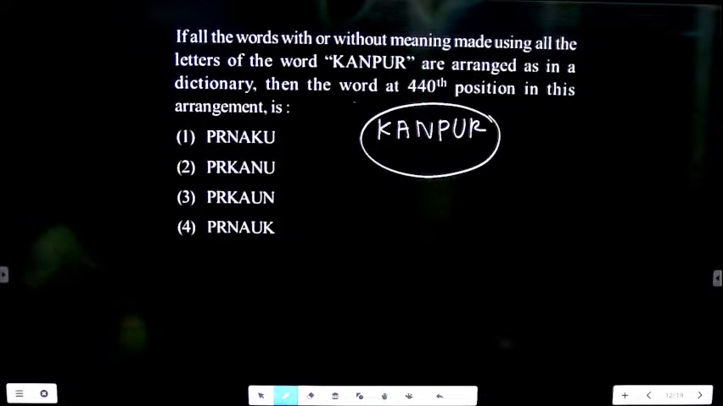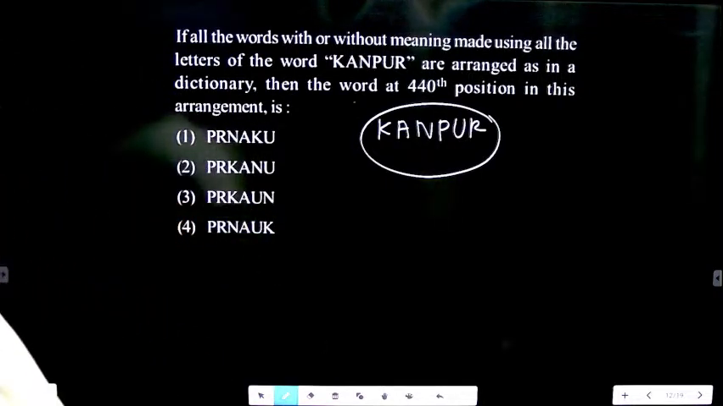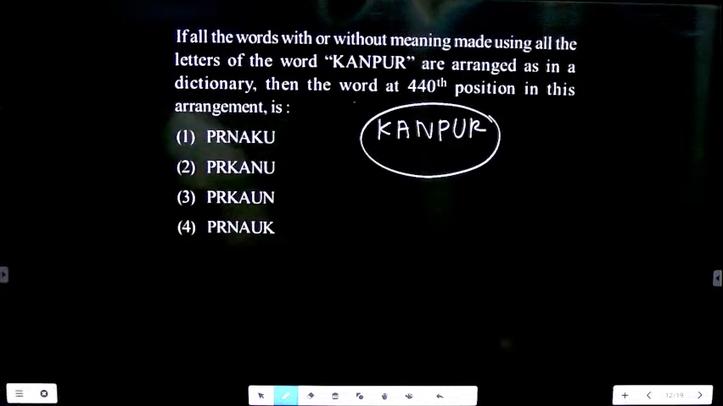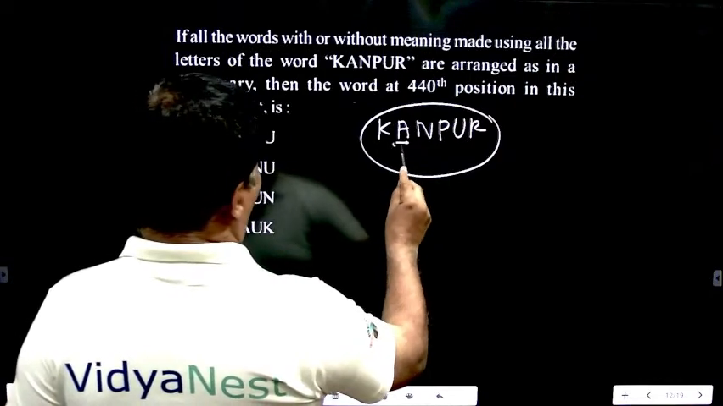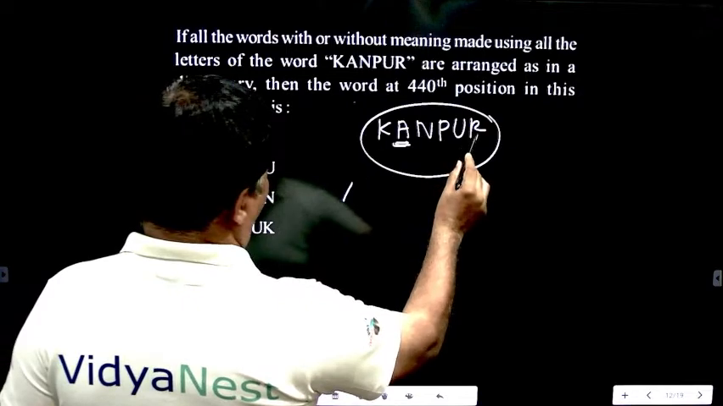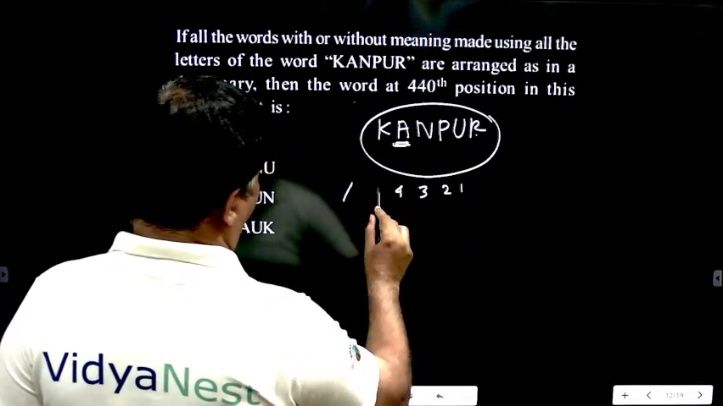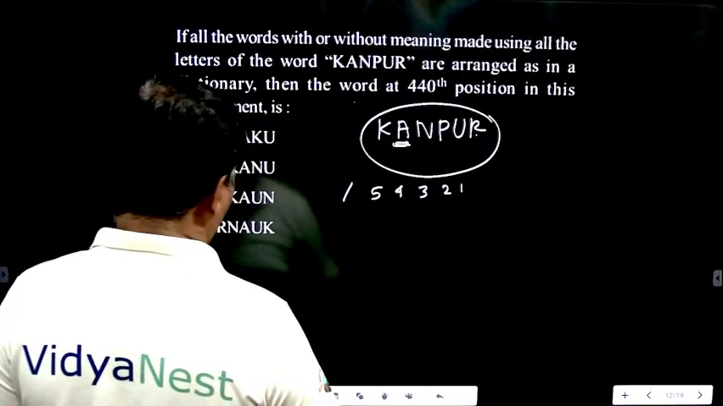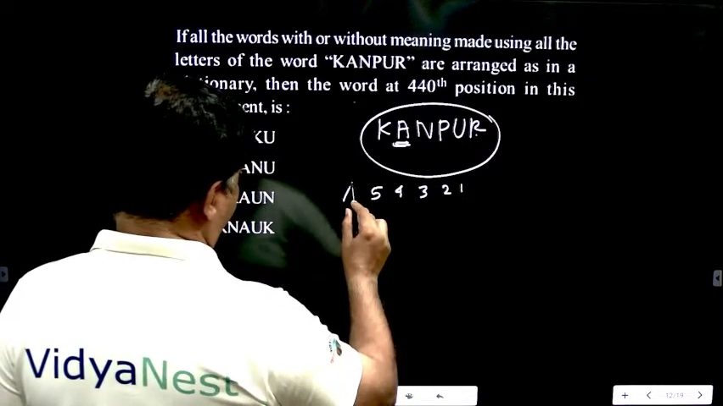Okay. See, according to the order which we maintain in a dictionary to find a position, we'll proceed. First of all, in the dictionary, everything will start with A. How many letters are there? 1, 2, 3, 4, 5, 6.